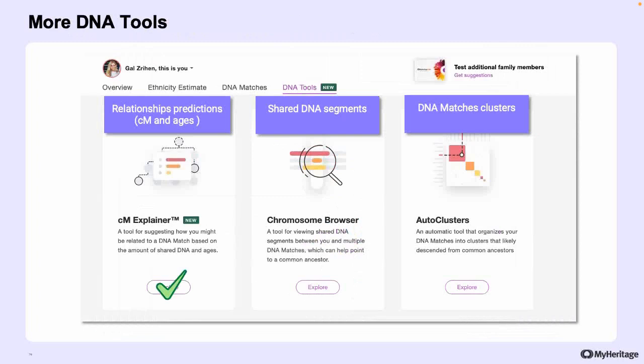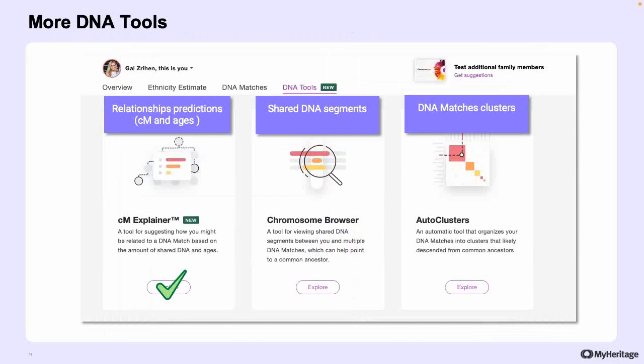Okay, so let's see more DNA tools. Under DNA tools, we just covered the CM Explainer, which provides you relationship prediction based on centimorgan and ages. And we talked about shared DNA matches, which are available when reviewing DNA matches, when you click on the DNA match and go to the Review DNA Match page.